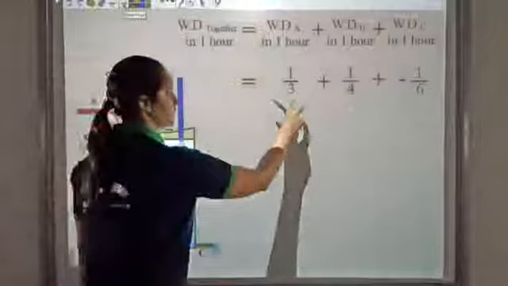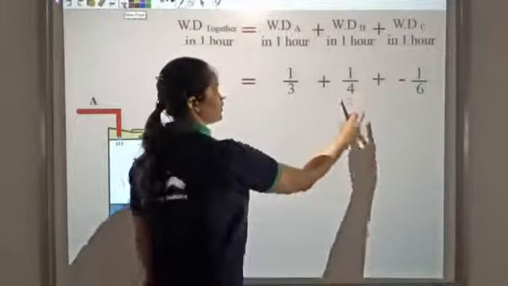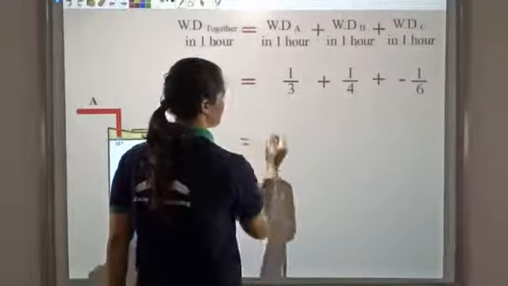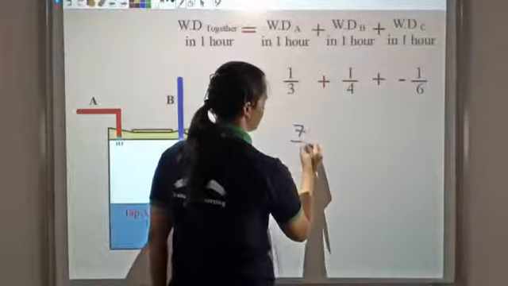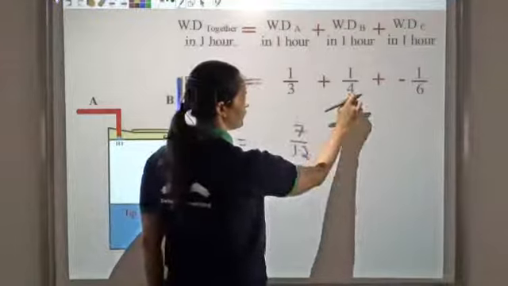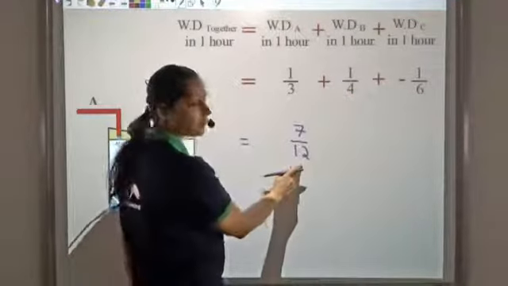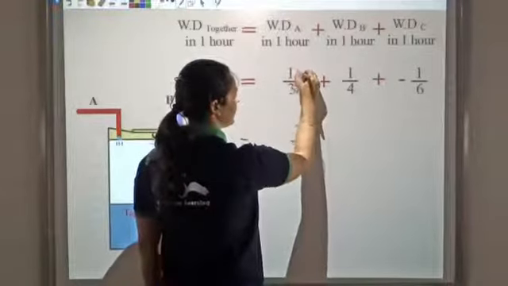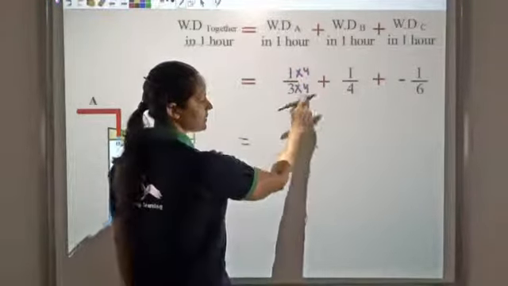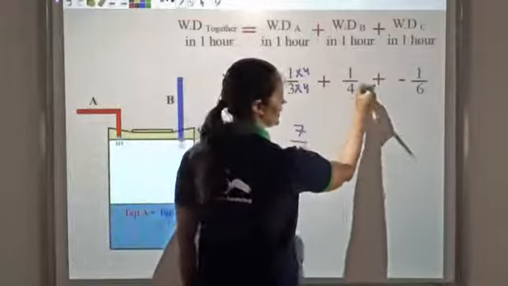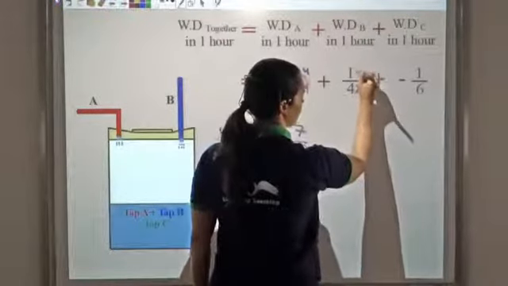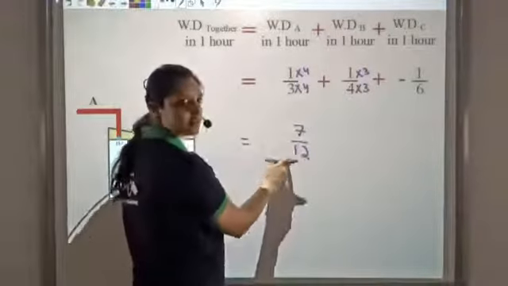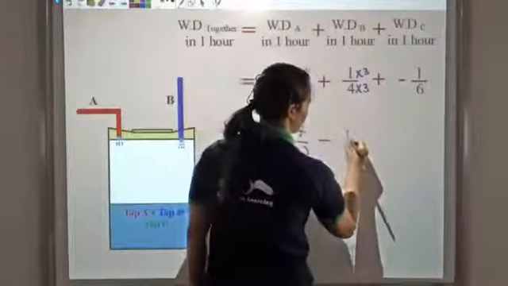Again, I know 1 by 3 plus 1 by 4, that is the work they were doing together, is nothing but 7 by 12. Taking the LCM of 4 and 3, which is 12, I multiply both numerator and denominator by 4 in this case to get 12, whereas here I multiply both numerator and denominator by 3. So I get 4 plus 3, which is 7 by 12, minus 1 by 6.